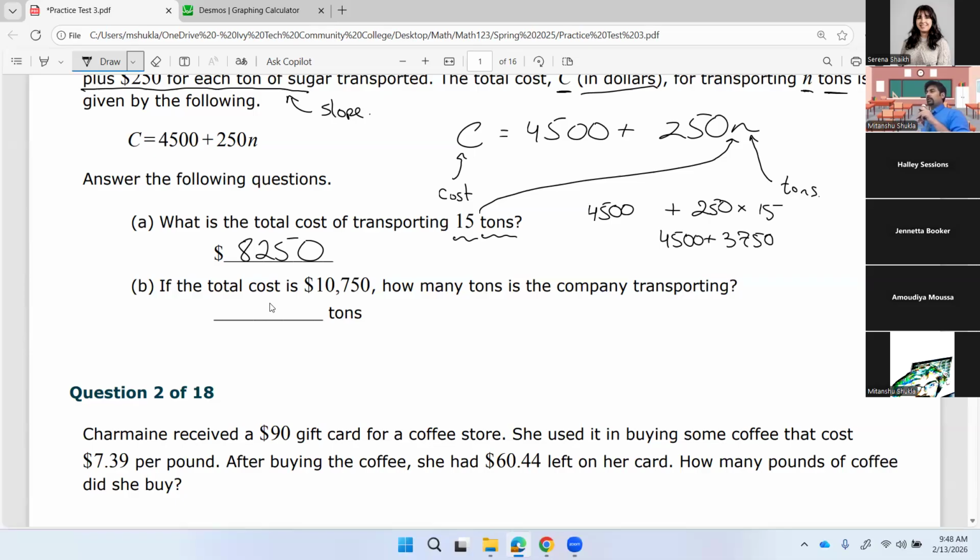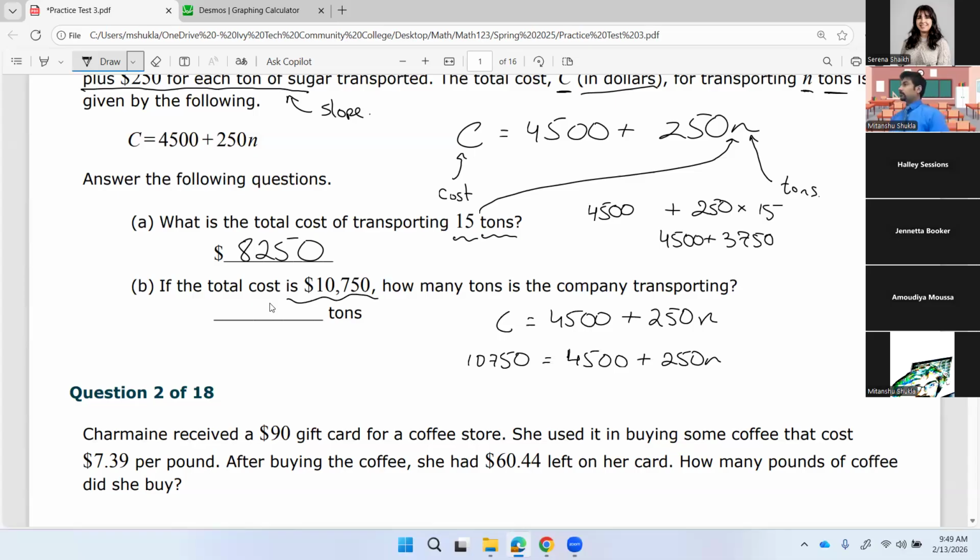What letter in my equation represents cost? The C. I should plug it in for C. So I know that C is equal to 4,500 plus 250 N. They gave me C, so I'm going to replace the C with 10,750, which is equal to 4,500 plus 250 N. And it makes sense because N is the thing that I want to find. N is tons, right? They're asking me how many tons.